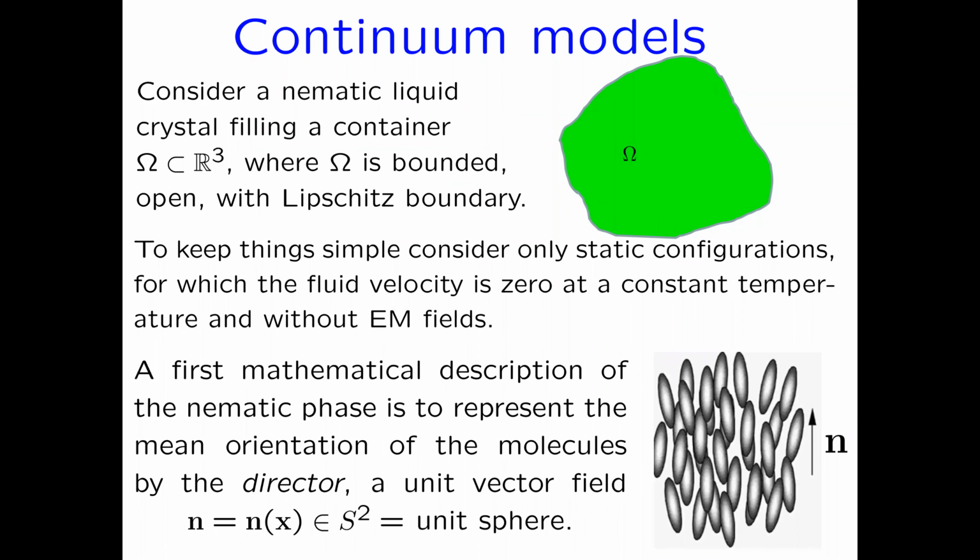So a first mathematical description of the nematic phase is to represent the mean orientation of the molecules by a unit vector field. So n is going to depend on x, where x is a point in omega. So n of x is a unit vector, so it belongs to the unit sphere S2. And this unit vector field is called the director.